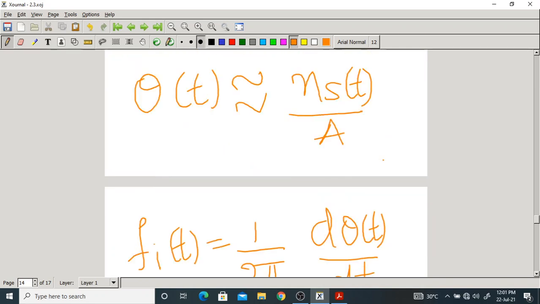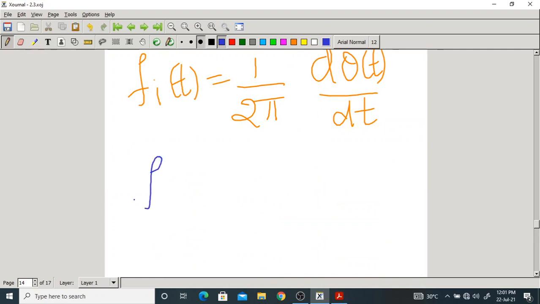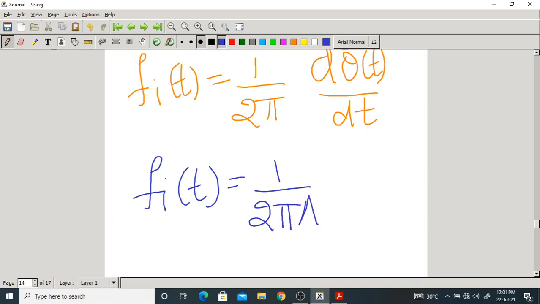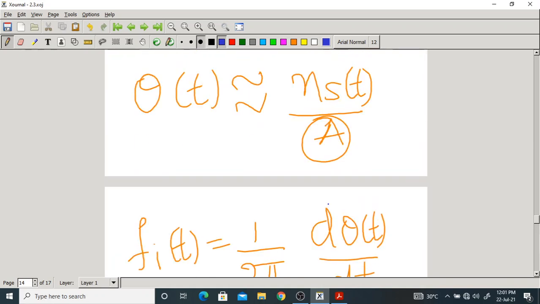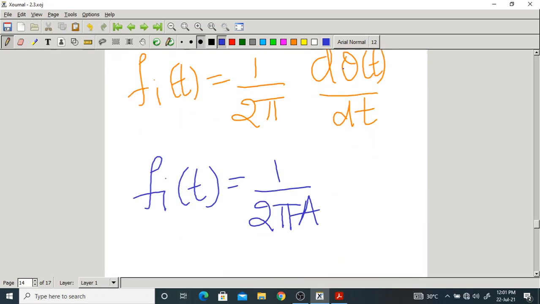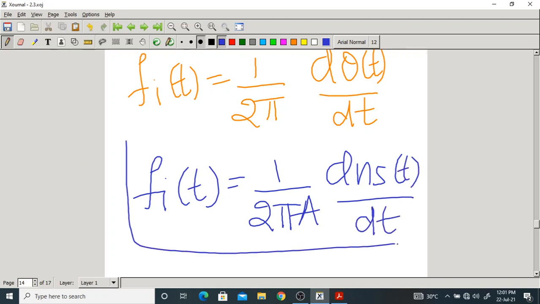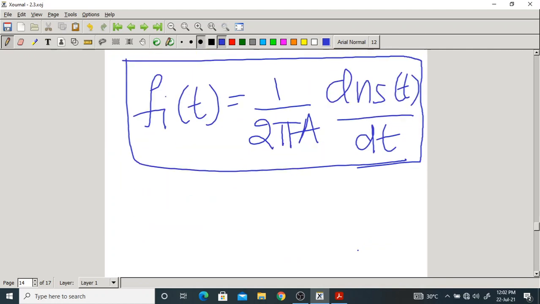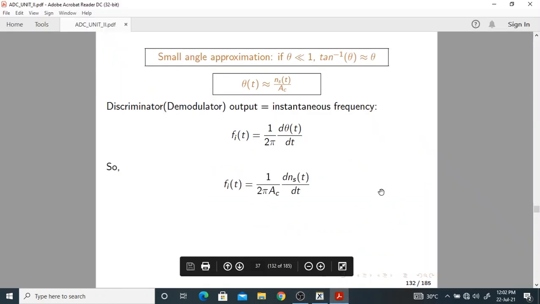Differentiation of this angle. If you differentiate, obviously this A, it is amplitude, a constant. Then what do you get? So the instantaneous frequency will be equal to 1 by 2 pi A or Ac, don't bother about this. So what is that? Differentiation of ns of t you get d ns of t by dt. This is the output of the demodulator for the noise component. Please observe very carefully. I am writing Ac here or A, both are same.